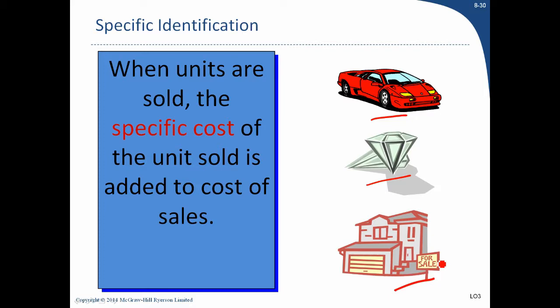If you're a housing developer, you know how much it costs you to build each house. And the sales don't happen all that frequently. You might sell 50 homes in a year, right? So it's easy to keep track of what did you actually sell, right? You sold this specific diamond, this specific car, this specific house. So when that specific unit is sold, the cost moves from inventory to cost of sales.